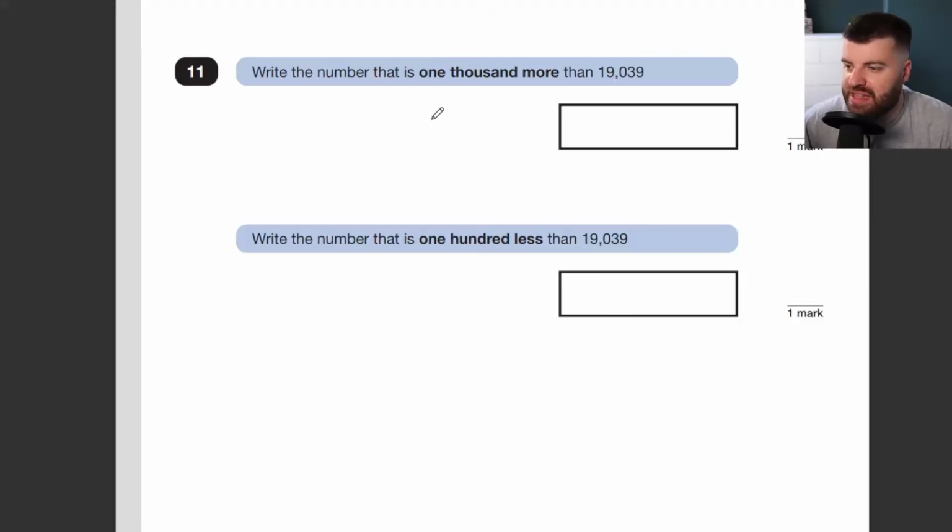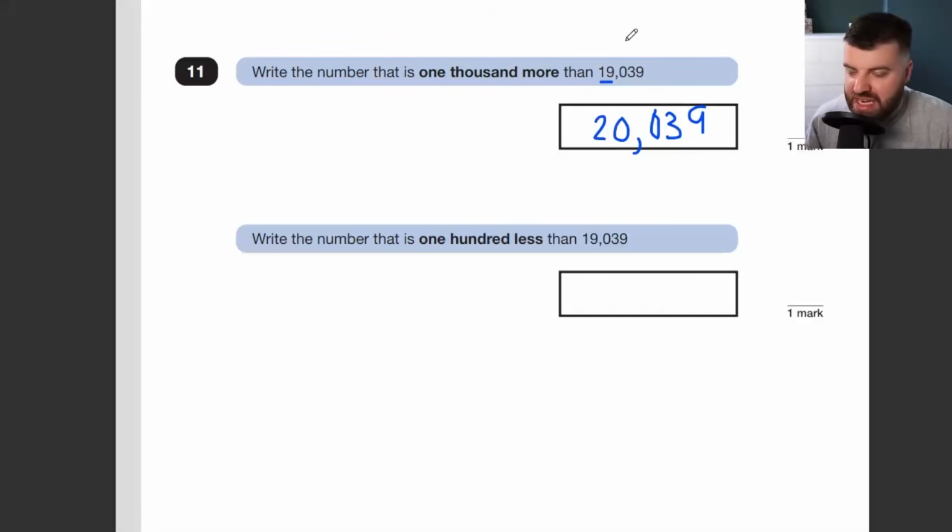Question 11. Write the number that is 1,000 more than 19,039. The clue is in the actual way we say the number, guys. 19,000. What's 1 more than 19? Because that's how many thousands we have. It's 20. And then I've just got to make sure that we write the rest of the number correctly. 20,039.